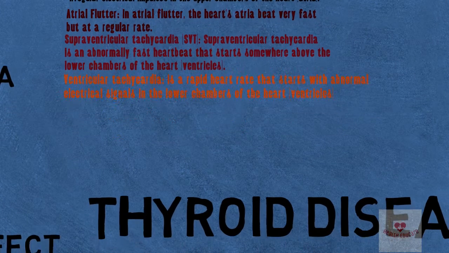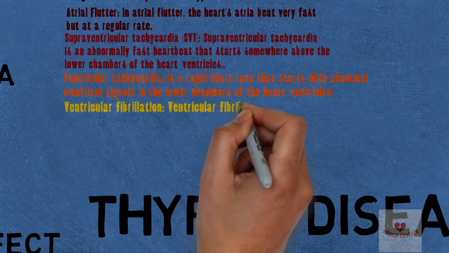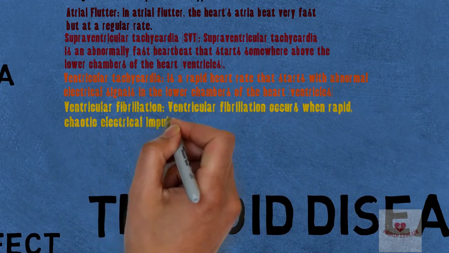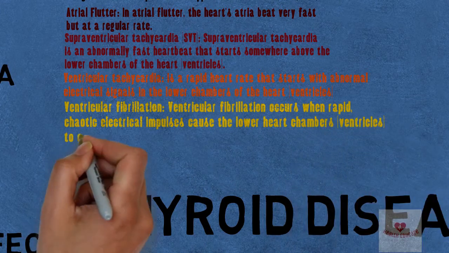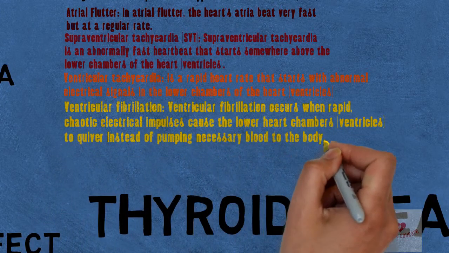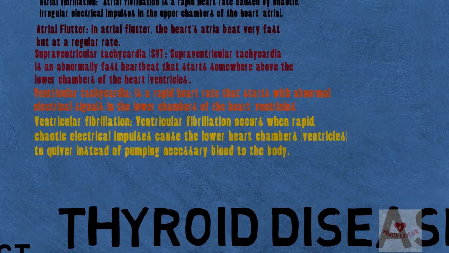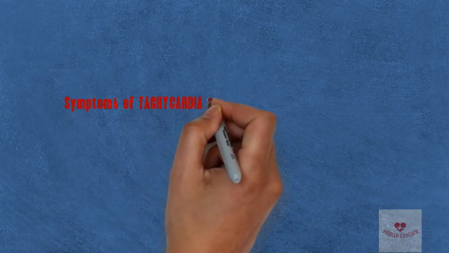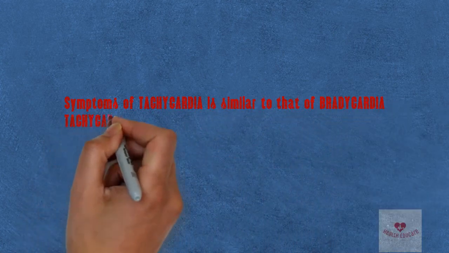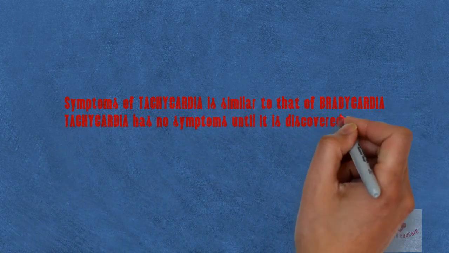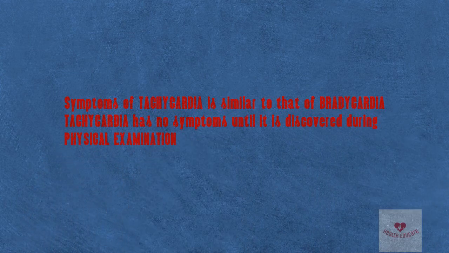5. Ventricular fibrillation. Ventricular fibrillation occurs when rapid, chaotic electrical impulses cause the lower heart chambers, the ventricles, to quiver instead of pumping necessary blood to the body. This can be deadly if the heart isn't restored to a normal rhythm within minutes with an electric shock to the heart, defibrillation. Symptoms of tachycardia are similar to those of bradycardia, though some people with tachycardia have no symptoms, and the condition is only discovered during a physical examination or with a heart monitoring test called an electrocardiogram.